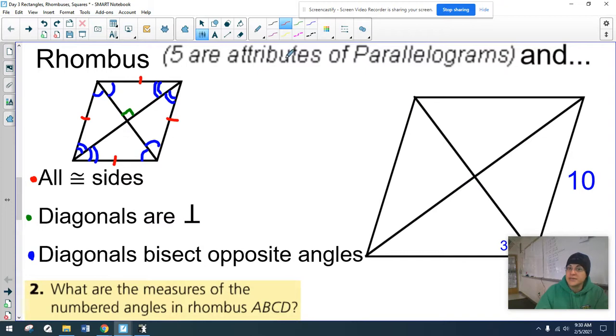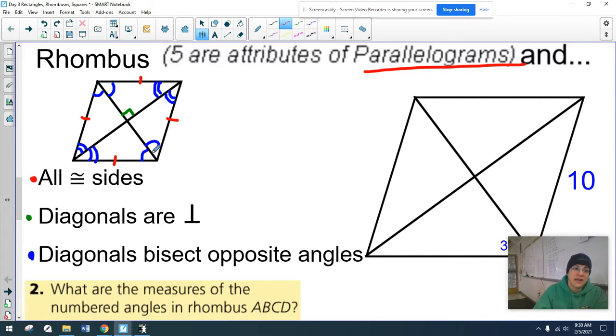So of course, the rhombus has the 5 attributes of parallelograms, and then these 3. So all sides are congruent. So that's what I put with the red dot. I've got the red sides all congruent. A second one, diagonals are perpendicular. They are not congruent like the rectangle. They still bisect, so those 2 and those 2, because that's a property of a parallelogram. Okay, so all I know is they're perpendicular, so I have the right angle in there. Matches the green. And then the blue says diagonals bisect opposite angles.